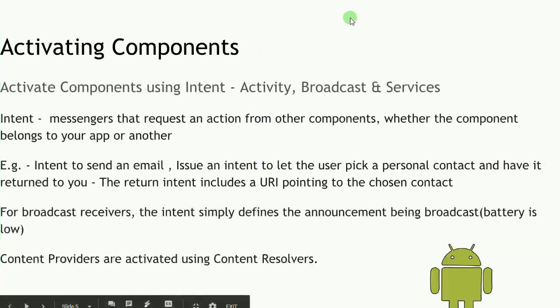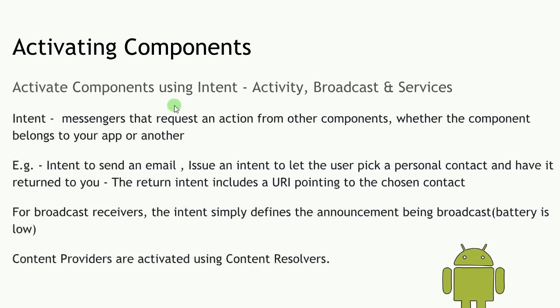Now let's talk about activating components. Activating components basically means that you need to activate components using some kind of facility that is available in Android. So let's say you want to display an activity to the user, then you need some kind of component which is called an intent. You will be using intent to activate activities, broadcast receivers, and services, right? For content providers, you have to use content resolvers. I mentioned it in the previous slide, right?